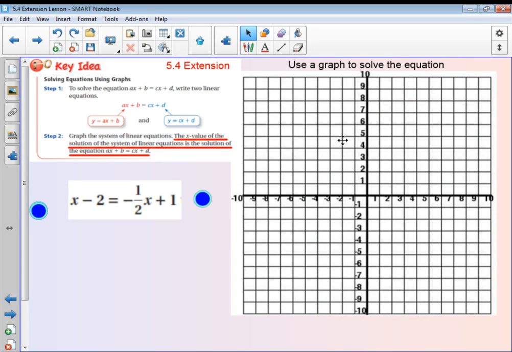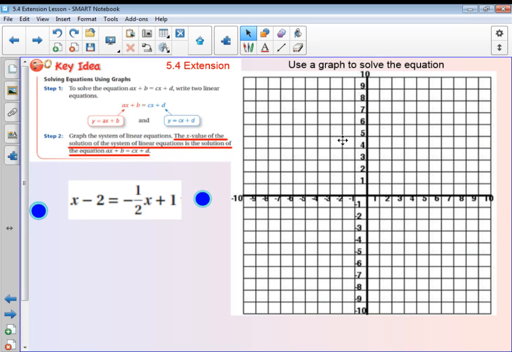to write the two linear equations so that they're equal to each other. So this is going to be very similar to what we did when we were solving systems of equations algebraically. Okay, so we're just going to kind of combine the two together. So we're going to go through and write them out as equal to each other, and then we're going to graph the system of linear equations. The value for x of the solution of the system of linear equations is the solution to our equation of ax plus b equals cx plus d.